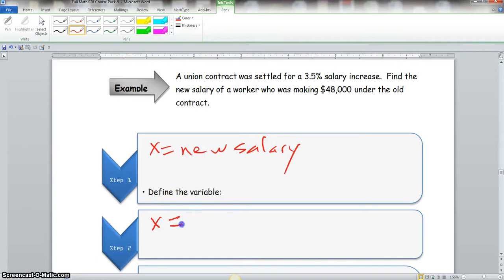So we will have X is equal to, now the old salary was $48,000. And we have to add on the pay increase. The pay increase would be $48,000 times the 3.5%, which is 0.035. So we'll take the old salary plus the pay increase, and that will give you the new salary.